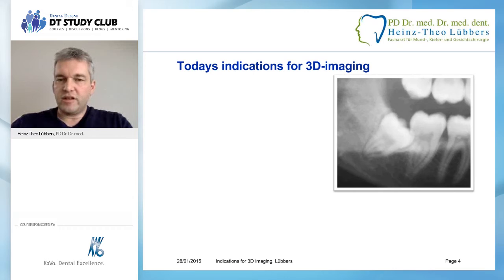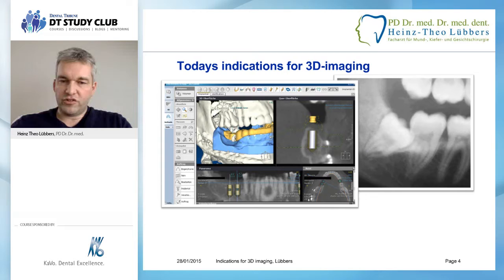So what are today's indications for 3D imaging? Of course, everybody is discussing wisdom teeth. You see an OPT here where the nerve is running over the root. This would be, for many colleagues today, a clear indication for 3D imaging. Of course, for dentists, implants. I promised not to talk about implantology too much, so this will be the only slide about implantology.